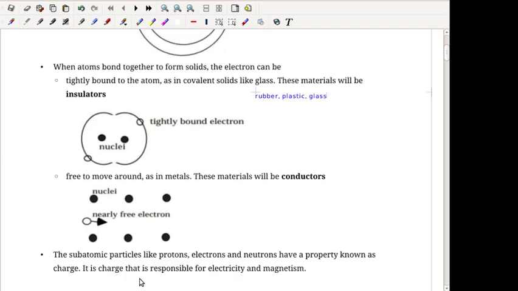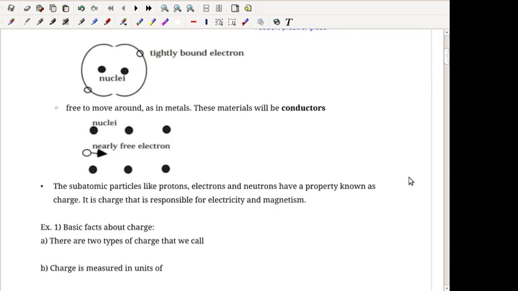The subatomic particles like protons, electrons, and neutrons have properties known as charge. You should know that already from chemistry. It's the charge that's responsible for electricity and magnetism. Did you know that magnetism was due to electric charge? We're not going to get there for another 2 units, but it's coming up.